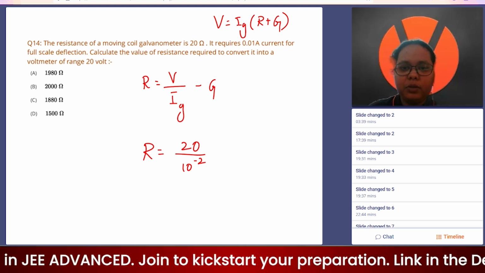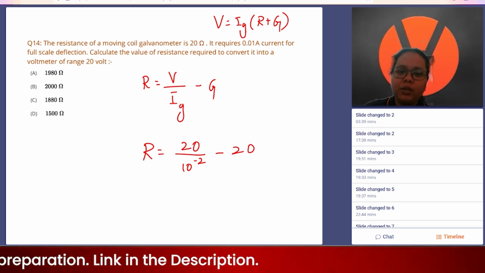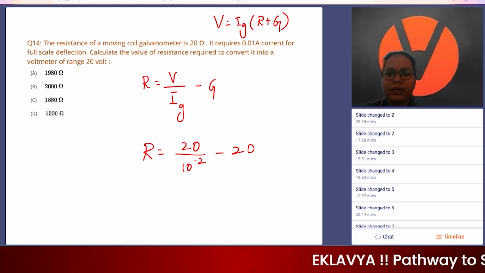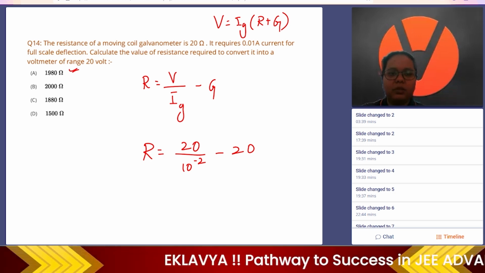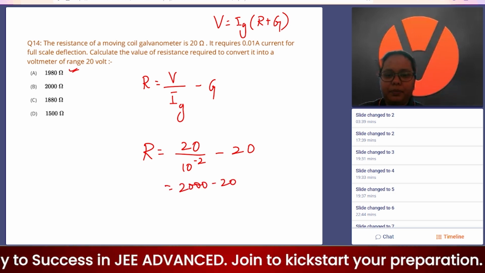The values: current I have taken as 10 power minus 2, minus 20. Right? So 20 by 10 power minus 2, minus 20. So 2000 minus 20 you will get. Very simple calculation. This is your answer: 2000 minus 20.